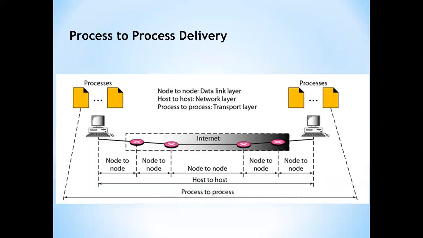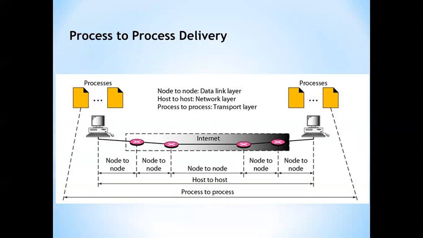Next point is process to process delivery. The data link layer performs a node to node delivery. The network layer carries out the datagram delivery between two hosts, host to host delivery. But the real communication takes place between two processes or the application programs, which needs the process to process delivery. The transport layer takes care of this process to process delivery, in which the packet from one process is delivered to the other process. The relationship between the communicating processes in the client server relationship is demonstrated for three processes in the figure.